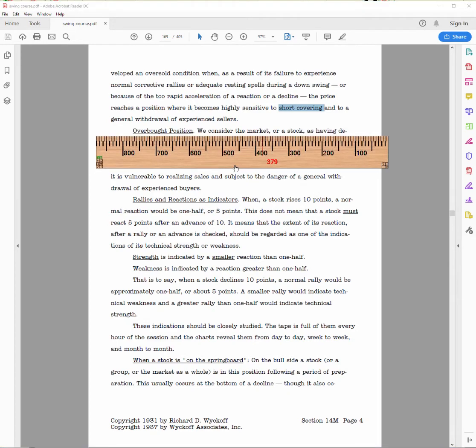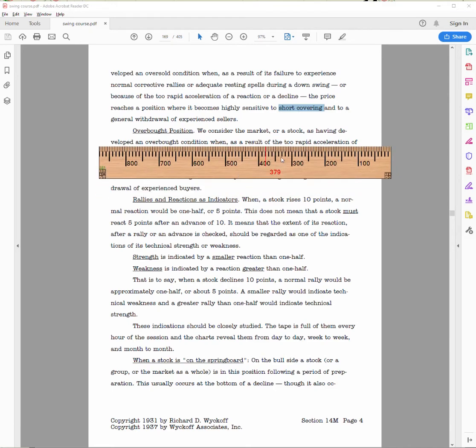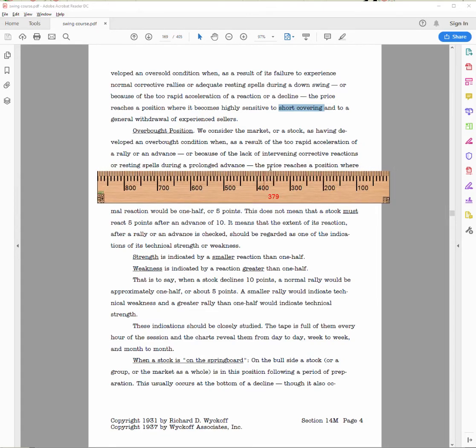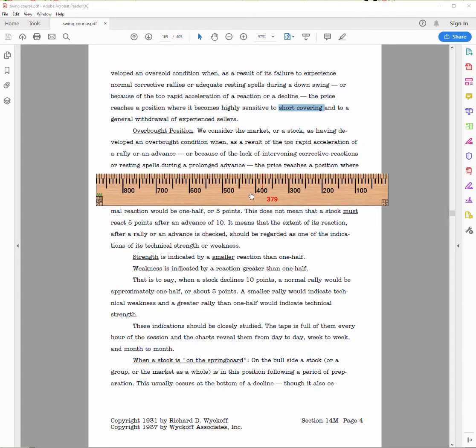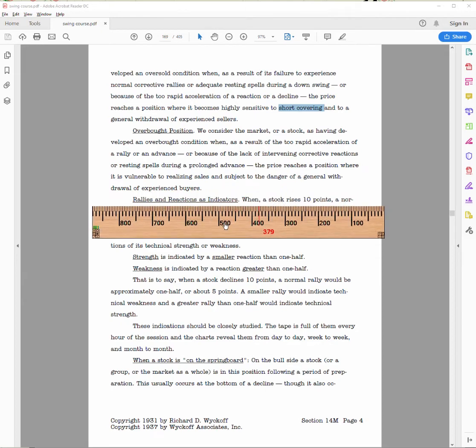And the same thing with overbought positions. Too rapid acceleration of a rally or an advance without intervening corrective reactions or resting spells. So meaning it doesn't pull back. It just rallies and rallies and rallies without pulling back. But as it rallies, there needs to be certain behavior up there which verifies that this is an overbought condition and not a momentum stock that's on a tear.